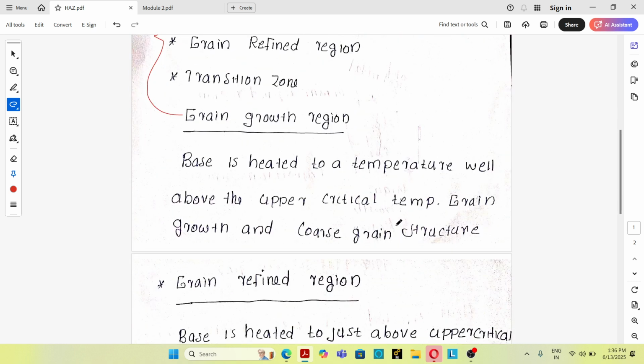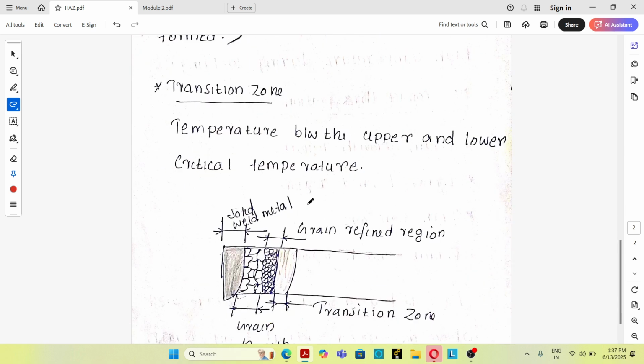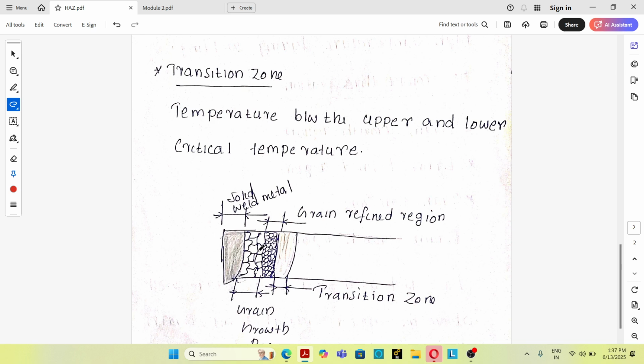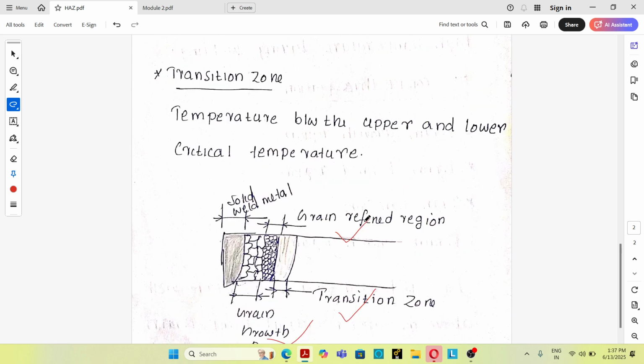So first one, grain growth region. See, this is a figure of different portions of HAZ. We have solidified weld metal, grain growth region, that is very near to fusion zone. Second one is grain refined region, and third one is transition zone. So these are three regions in an HAZ. Okay, grain growth region, grain refined region, and transition zone.